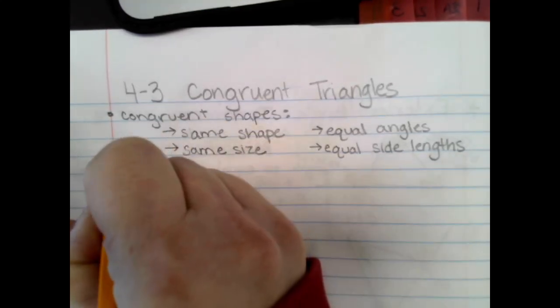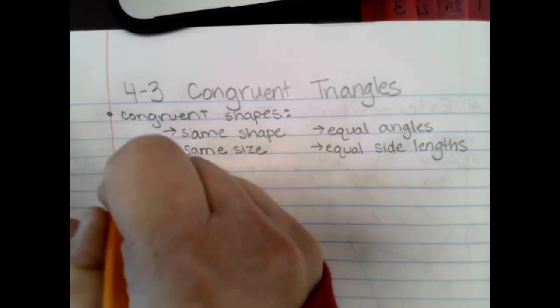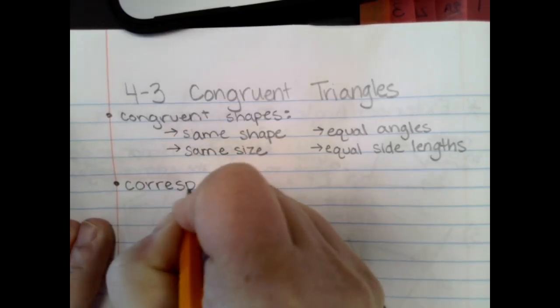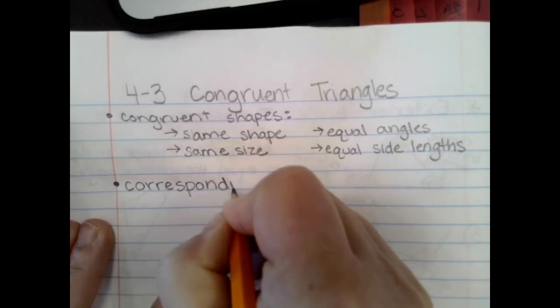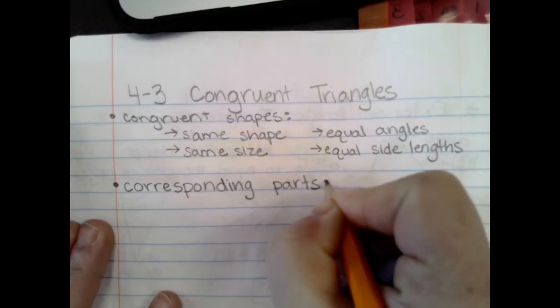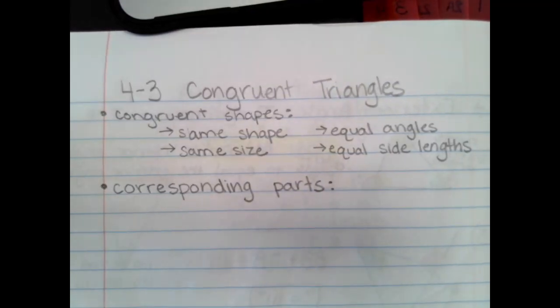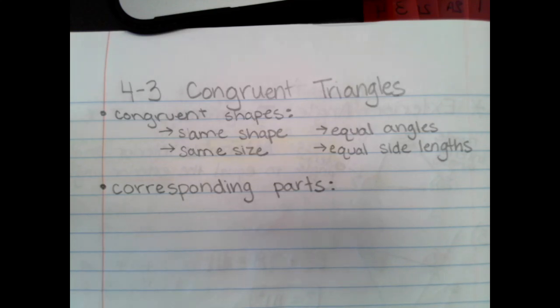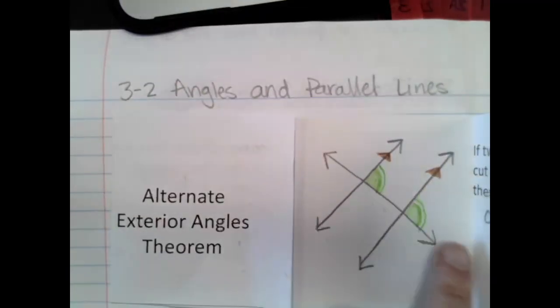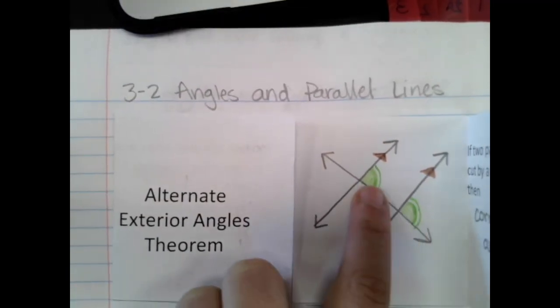All right, then we have two more big ideas today. We have corresponding parts, which we talked about corresponding angles before. That was when we had parallel lines back in last chapter. So corresponding parts is similar. What did it mean if two angles were corresponding? They were equal, they were kind of like in the same spot. Okay, they were matching spots.